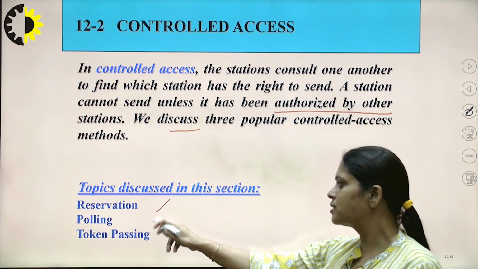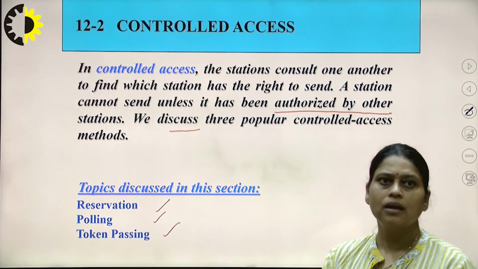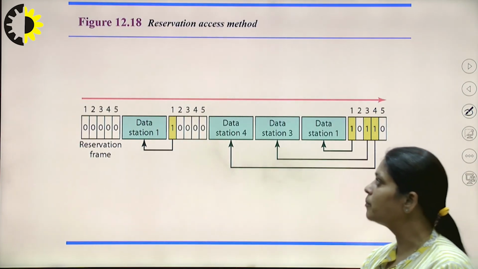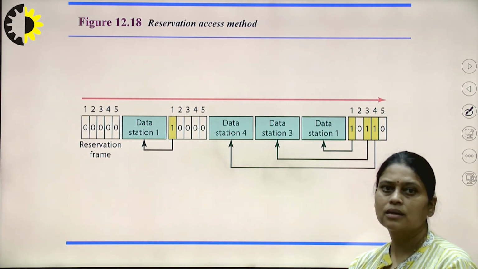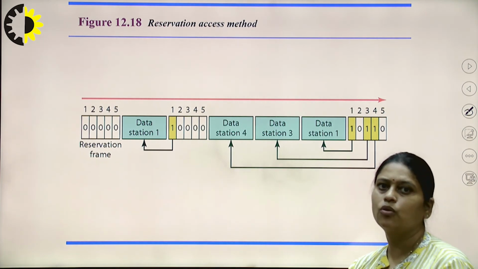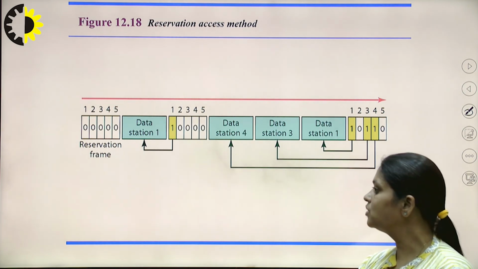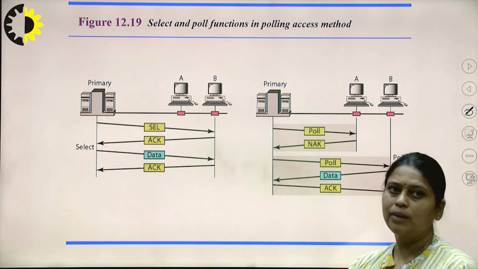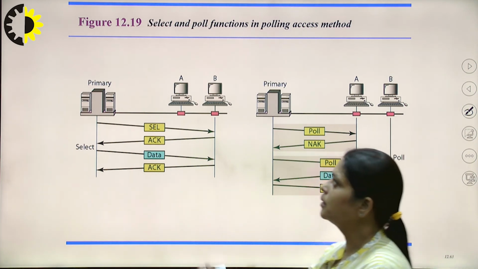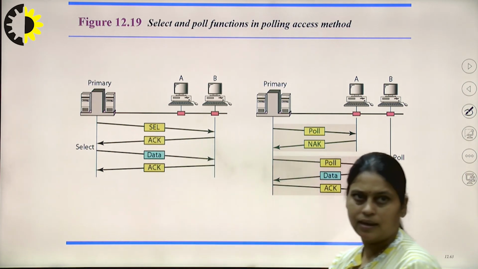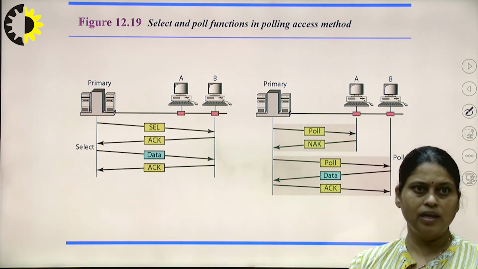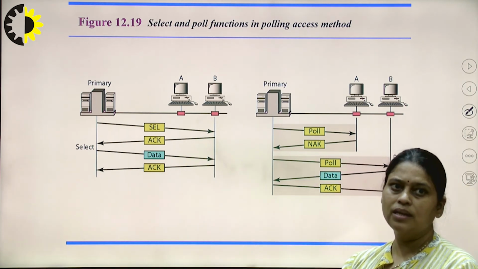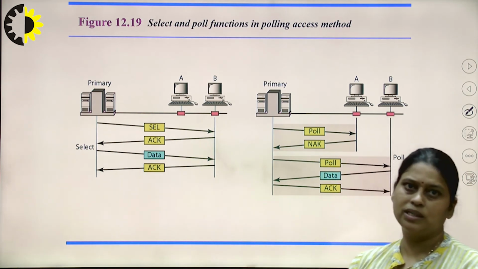We discuss three methods in controlled access: reservation, polling and token passing. This is the reservation method. In this, stations 1, 2, 3, 4 make contact with each other before sending data. This is the polling method. Sender A will send a select to B. If it gets the acknowledgement from device B, then it will send the data and get the acknowledgement.